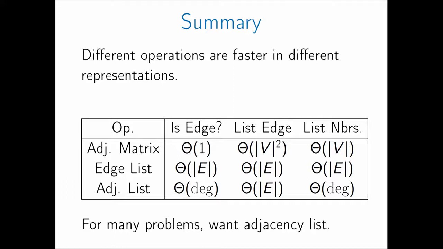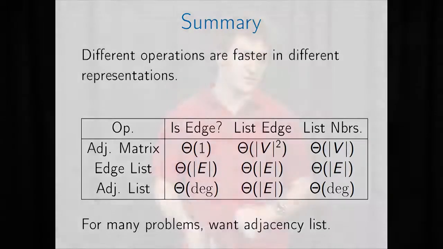Now, it turns out that for many problems that we'll be considering throughout most of the rest of this unit, what we'll really want is the adjacency list representation of our graph, just because for a lot of the operations that we need, we really want to be able to find neighbors of a given vertex. Okay, so that's how you represent graphs.